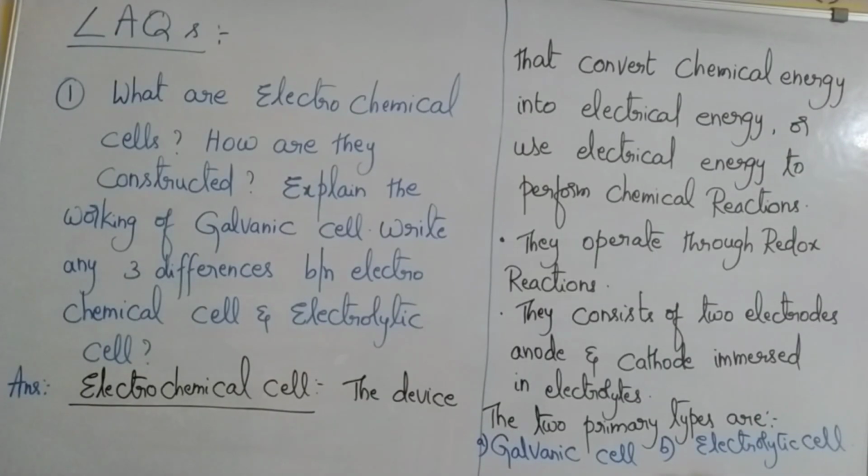So first question: what are electrochemical cells? How are they constructed? Explain the working of a galvanic cell. Write any 3 differences between electrochemical cell and electrolytic cell.